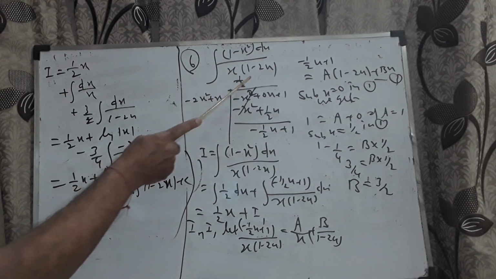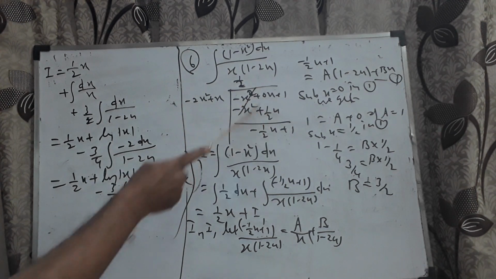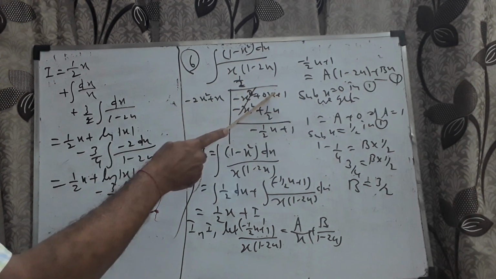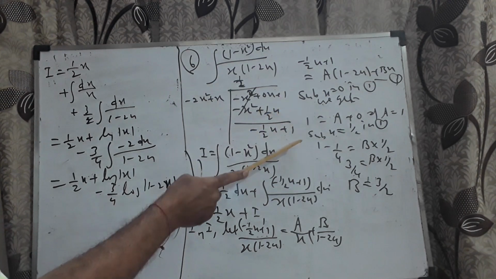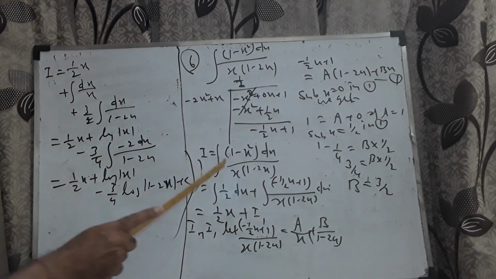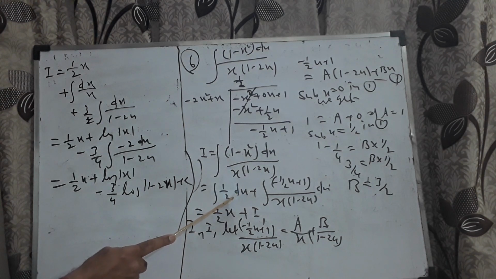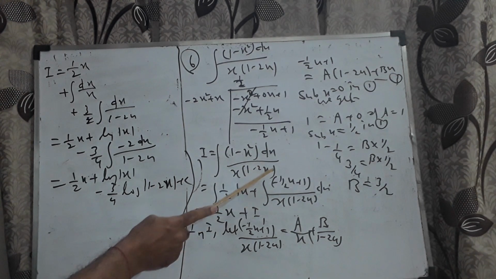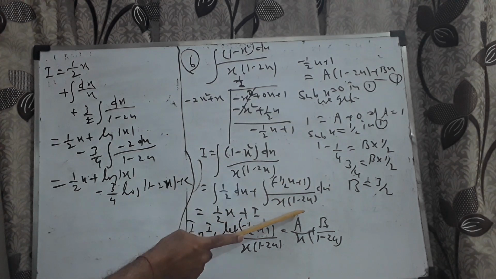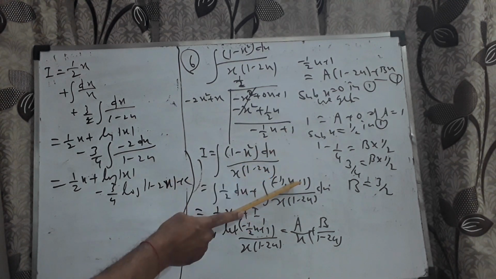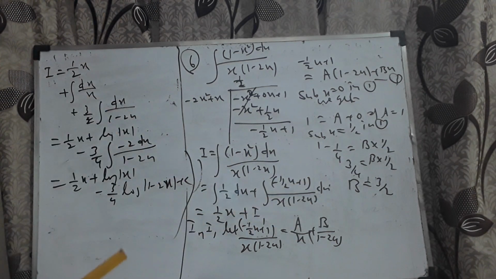This 2 anyway gets cancelled. Half into x is half x. Subtraction gives you, this goes off. 0 minus half is minus half x. This 1 is brought down. Now the rule says dividend by divisor is equal to quotient plus remainder by divisor. Half is the quotient, half dx, plus remainder by divisor. This is my divisor. This is my remainder.